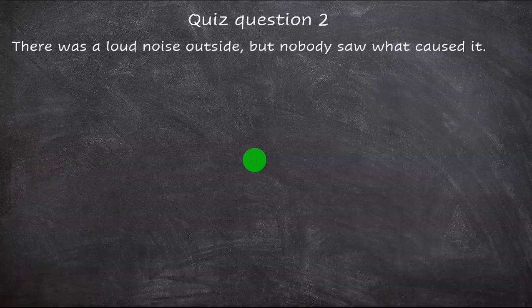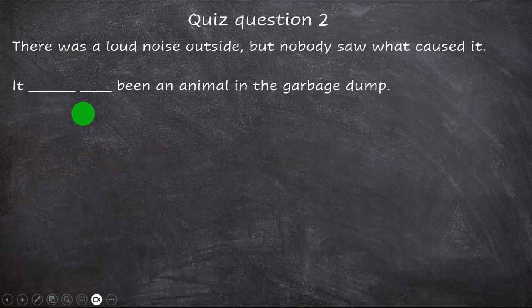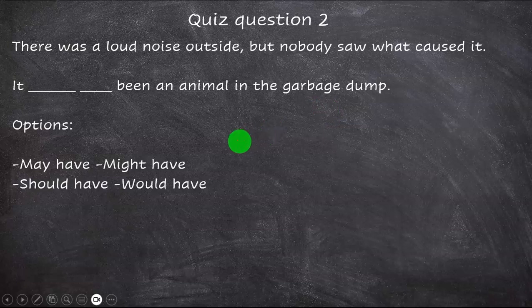Quiz question number 2. There was a loud noise outside, but nobody saw what caused it. Situation: it has been an animal in the garbage dump. Your options are may have, might have, should have, would have. Your 5 seconds start now.